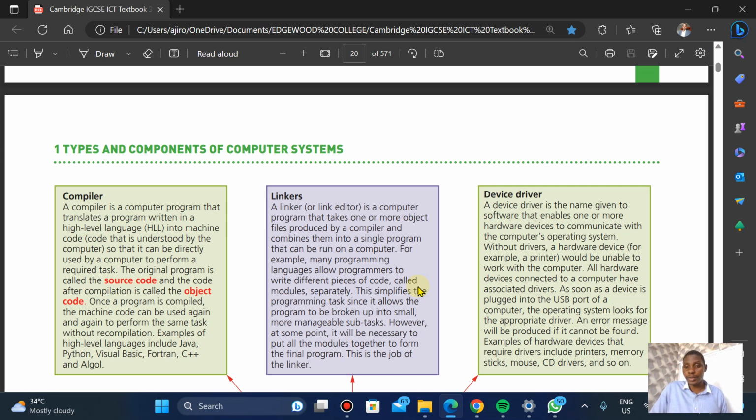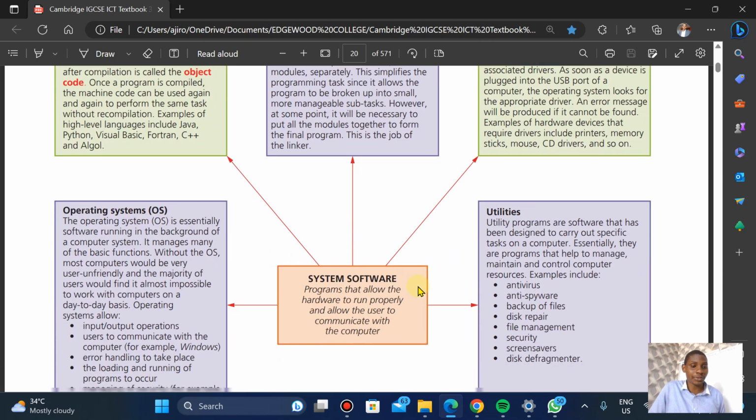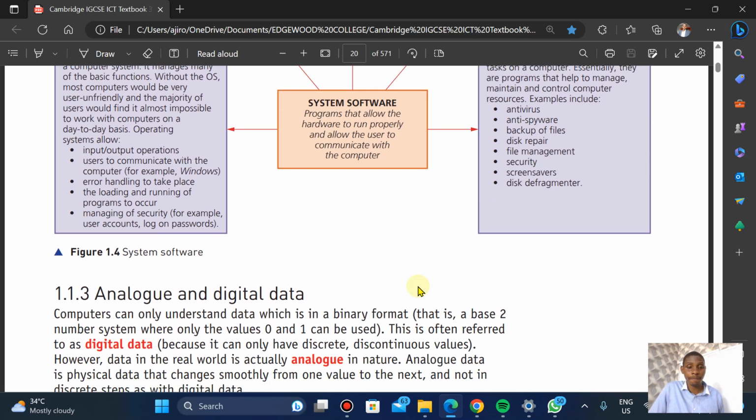Then device drivers is the name given to software that enables one or more hardware devices to communicate with the computer operating system. Then the operating system itself is the backbone of the computer. Essentially, it is software that is running in the background of a computer system. Without the OS, most computers would not be user friendly, because you would need to understand binary to actually operate a computer. So they are more graphic in nature. And then we have utilities, designed to carry out specific tasks such as antiviruses, maintaining and controlling your computer resources.